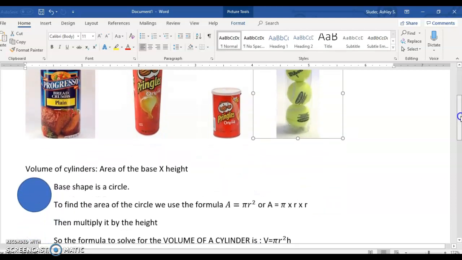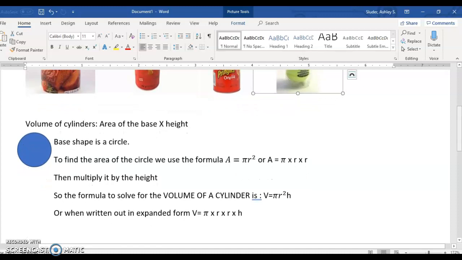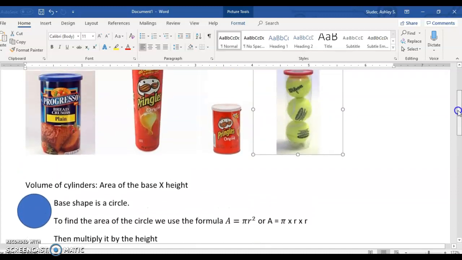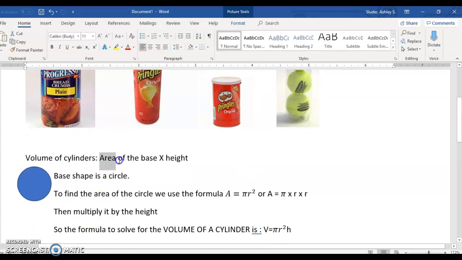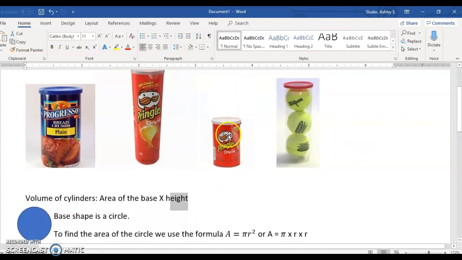So to find the volume of a cylinder, just like we find the volume of many three-dimensional shapes, you're going to take the area of the base and multiply it by the height. Because remember, the volume is what makes up the inside of the shape. So first I want to find the area of the base and then multiply it by the height. And now I can find the inside of that shape.